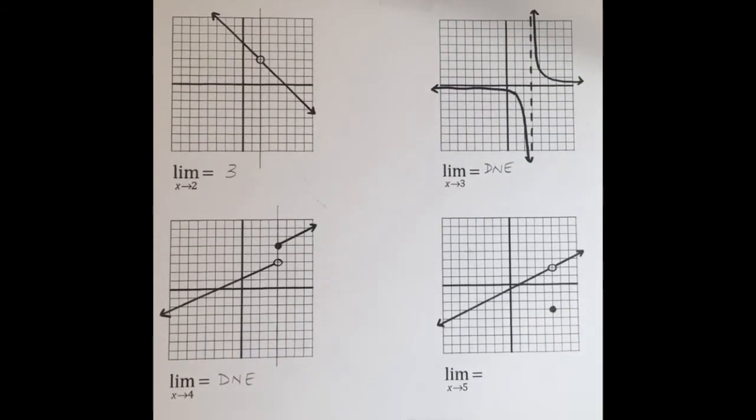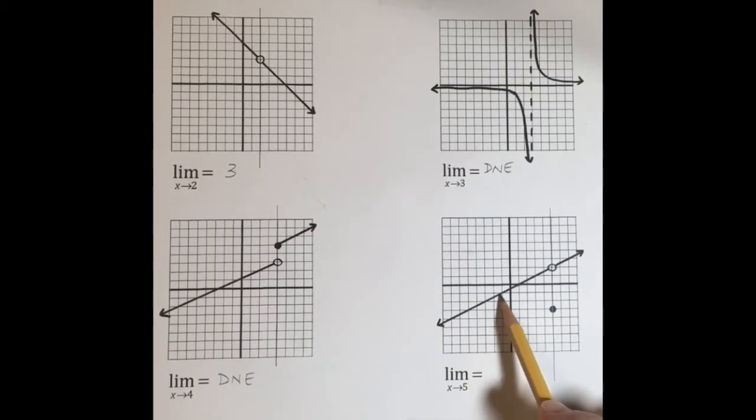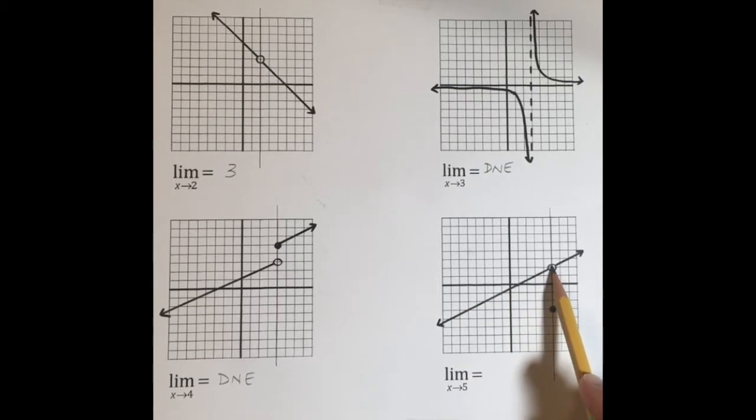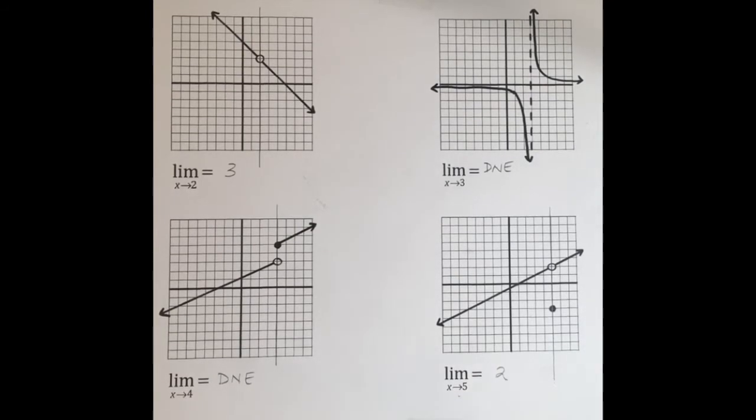Finally, this function is exhibiting some weird behavior where x equals 5. There is output at x equals 5. f of 5 is negative 3. But the limit as x approaches 5 is not negative 3. I drew a line where x equals 5. As I approach that line from the left-hand side, I'm headed towards the point 5, 2. As I approach that line from the right-hand side, I'm also headed towards the point 5, 2. From both directions, I'm headed towards the point 5, 2. So the limit as x approaches 5 is 2.